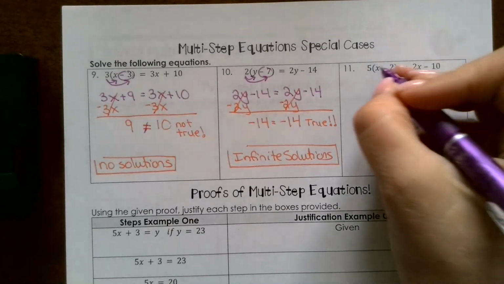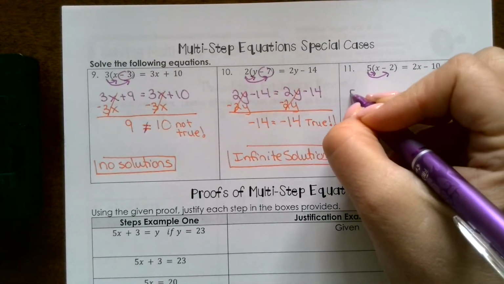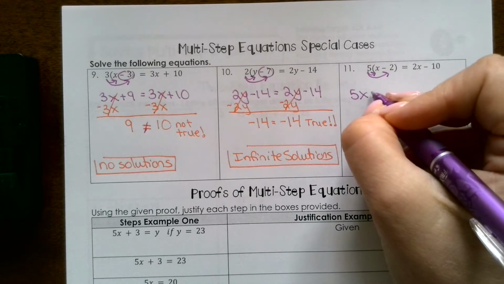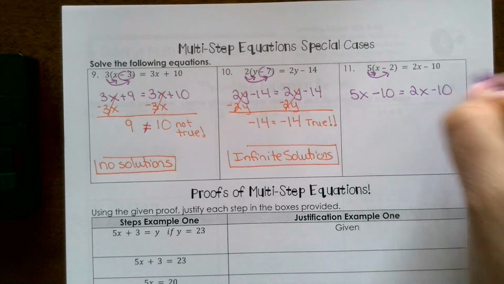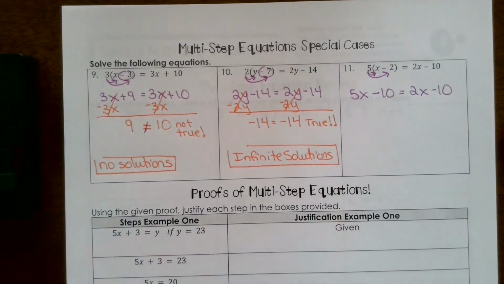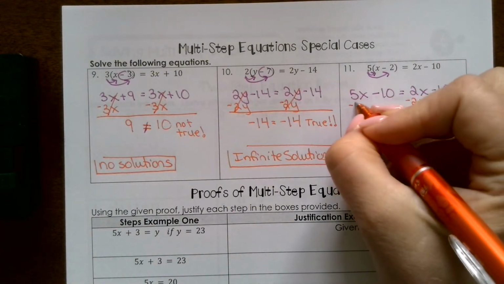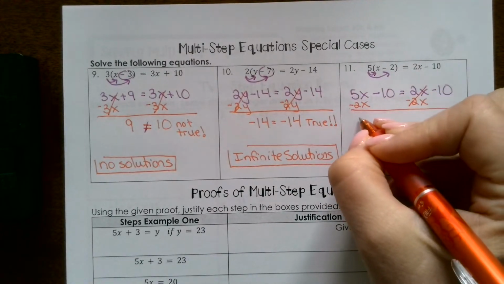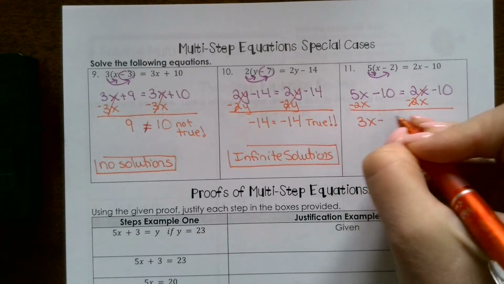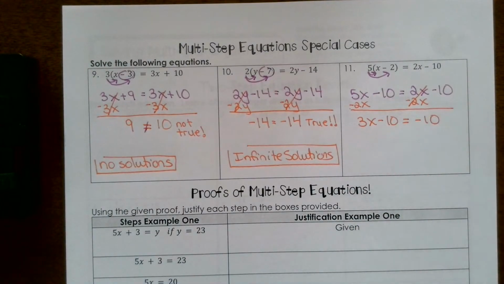Final one is, let's distribute. I have 5 times x, which is 5x. 5 times negative 2, I get negative 10, equals 2x minus 10. Now my x's are different, so I'm thinking something's going to happen. So I'd like my 2x to move to the left side. 5x minus 2x is 3x minus 10 equals negative 10.